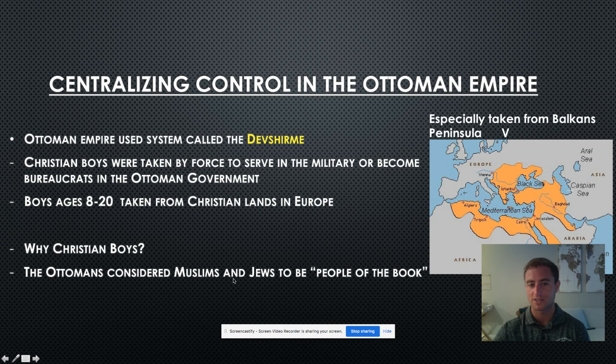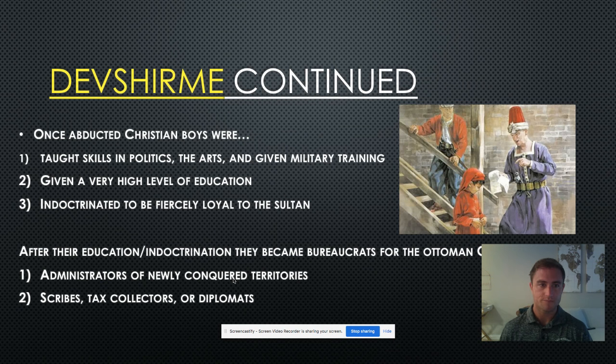Why Christian boys? The Ottomans considered Muslims and Jews to be peoples of the book, and they actually also used to consider Christians to be peoples of the book. The Ottoman government, however, didn't, because of all of their constant warring with Christians in the Holy Land in the Crusades, and then against the Byzantine Empire in Constantinople.